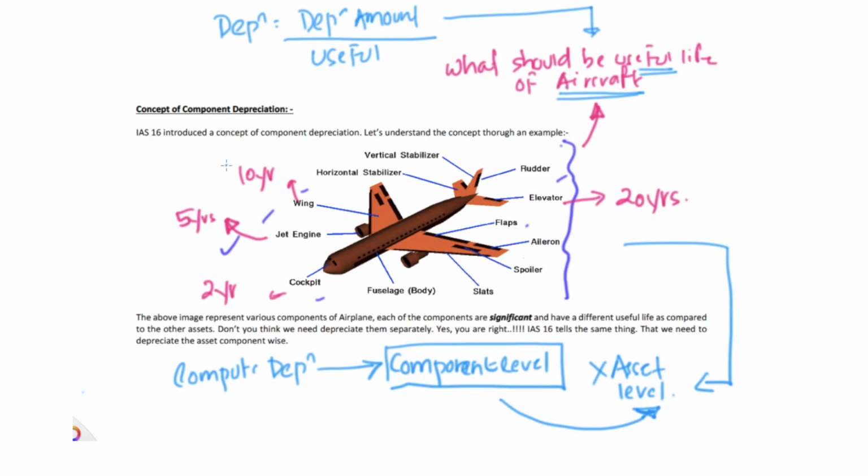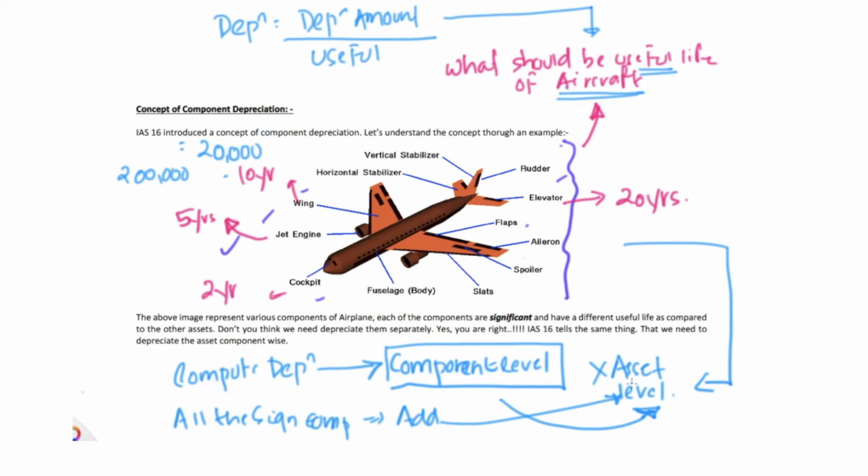For example, we will discuss this through a numerical example, but I'm just giving you a hint right now. For example, the cost of wings is suppose $200,000 and it is going to be used for 10 years. So the depreciation per annum is $20,000. Similarly, we will compute for jet engine, for cockpit, for all the significant components. And then we're gonna add them up to arrive at the total depreciation at the asset level.